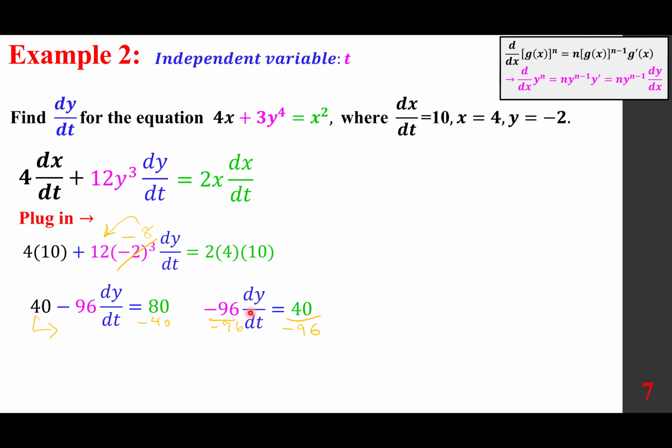Divide both sides by the coefficient of dy/dt. So you get 40 over minus 96. And you simplify, they are both divisible by 8. dy/dt becomes negative 5 over 12.